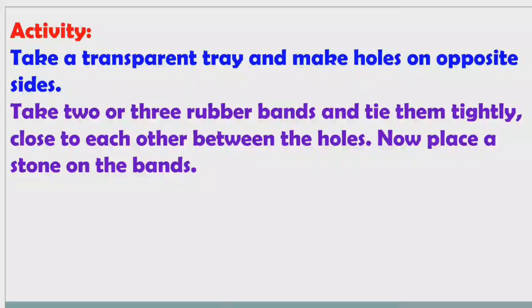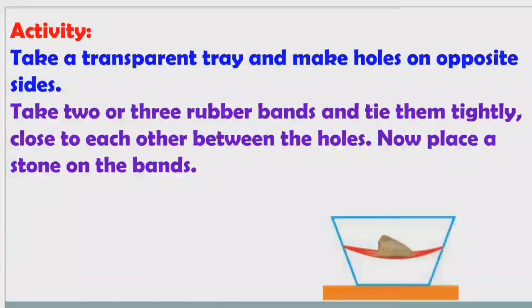Now take one stone and place it on the bands. Here there is a transparent tray. There are 2 holes on opposite sides. 3 rubber bands are taken and they are tied between the 2 holes. And a stone is placed on the bands.